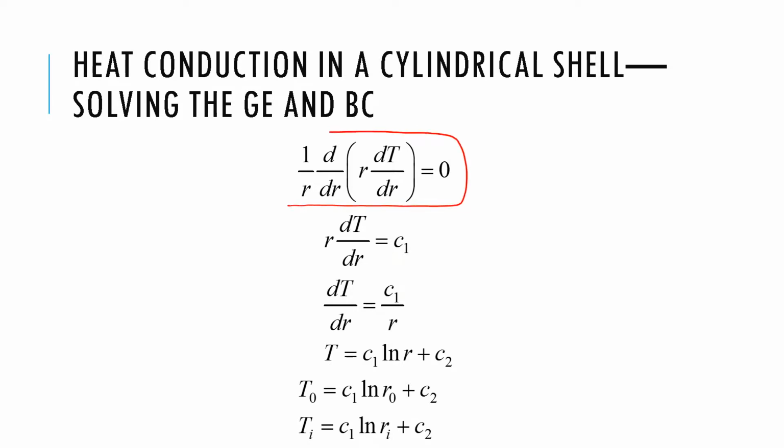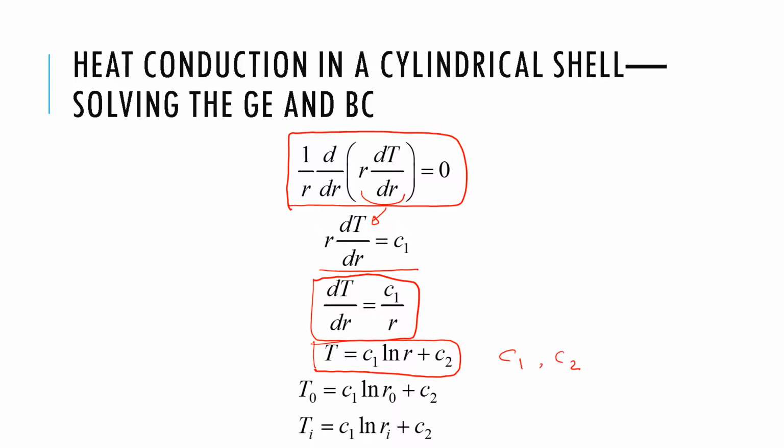So this is our equation that we want to solve. Instead of expanding the derivatives, I just simply write this quantity must be equal to a constant. And so dT/dr is equal to C1 over r, T equal to C1 natural log of r plus C2. So we have two unknowns, C1 and C2. To solve for the two unknowns, we need two equations. So those are my two boundary conditions.